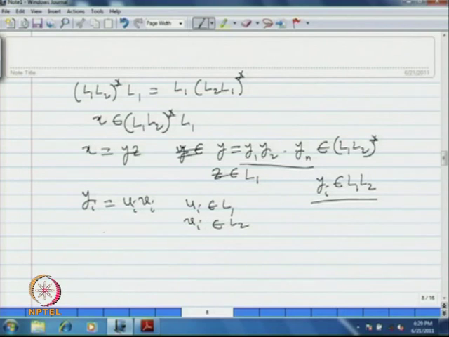Now, you know that the string v_i u_(i+1) belongs to L2 L1. So, it is quite clear that u_i belongs to L1 and v_i belongs to L2. Therefore, v_i and u_(i+1) must belong to L2 L1.